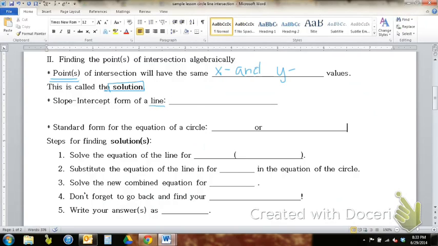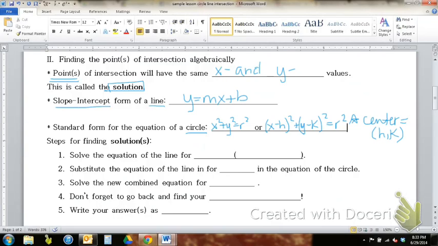But since we're talking about a line and a circle, let's revisit what their general equations look like. We like to talk about the slope-intercept form of a line, and that is y equals mx plus b, where the y is by itself. And then the standard form for a circle, well, you've got 2 options here. You have x squared plus y squared equals the radius squared. That's if you're centered at the origin, or if you're not, it's x minus h squared plus y minus k squared equals your radius squared. And that's where the center of your circle is h, k.